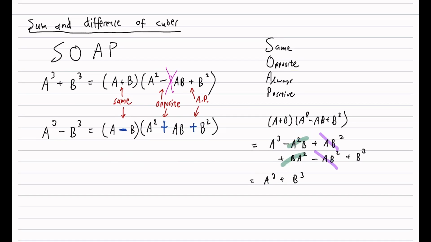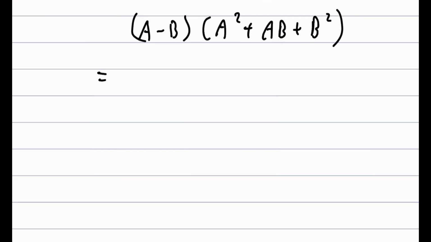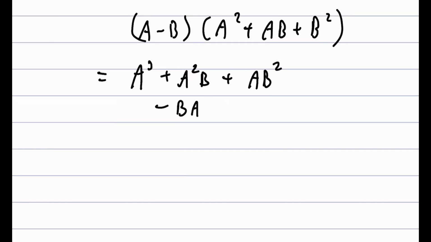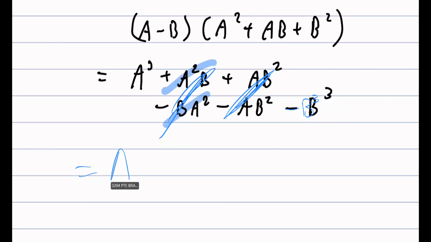Likewise for the other one, a minus b times a square plus ab plus b square. I'll just do it a bit quicker. So over here, we have a times a square, a cube, a times ab, a square b, a times b square, you get ab square, minus b times a square, minus ba square, minus b times positive ab, you get negative ab square, negative b times b square, you get negative b cube. Again, they will cancel off. You're left with a cube minus b cube.